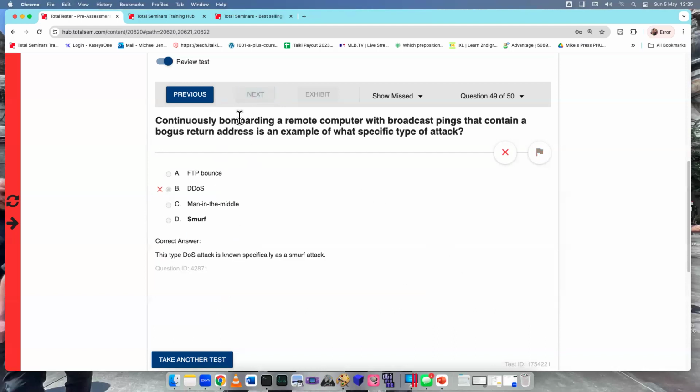49, continuously bombarding a remote computer with broadcast pings with a bogus return address. What kind of attack? I said DDoS. Ooh, I missed it. It's the type of DDoS attack known specifically as a Smurf attack. I don't quite remember what a Smurf attack is. I guess that means it has to be a broadcast ping with a bogus return address. Okay, I've got to review security principles and some attacks. Forgot that one. And that's the end.